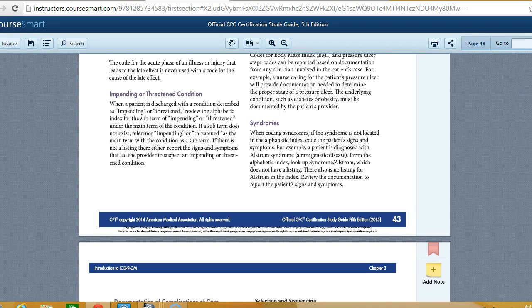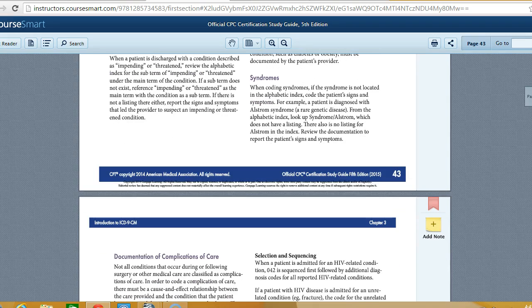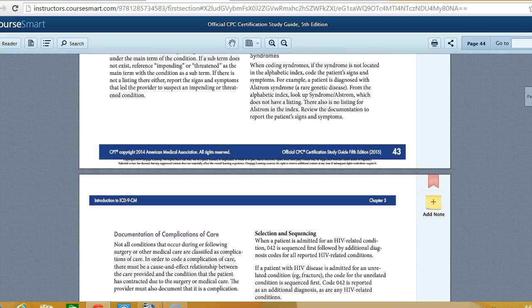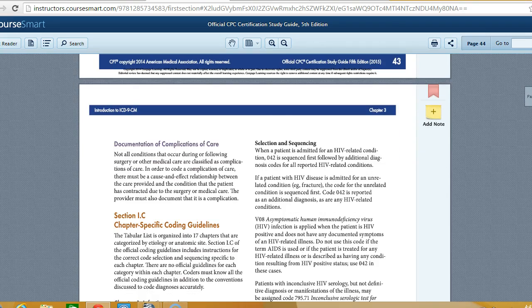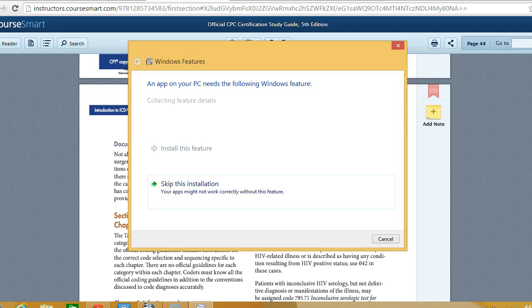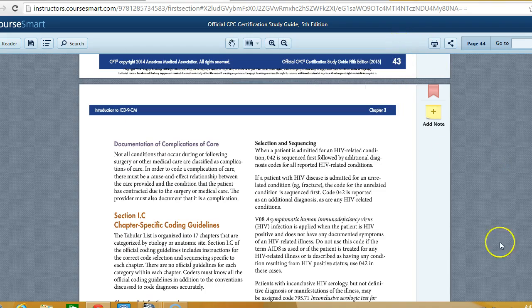Then you have your syndromes. Your syndromes, you can look up under syndromes when you have a particular type of syndrome. You all make sure you know your chapter specific guidelines, and you know your guidelines are found in the front of your ICD-9 manual. You have 17 chapters, and you have chapter specific guidelines found in the front of your ICD-9 book. So make sure, guys, that you know where that's located.